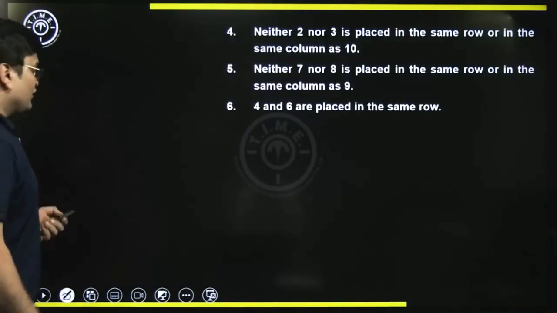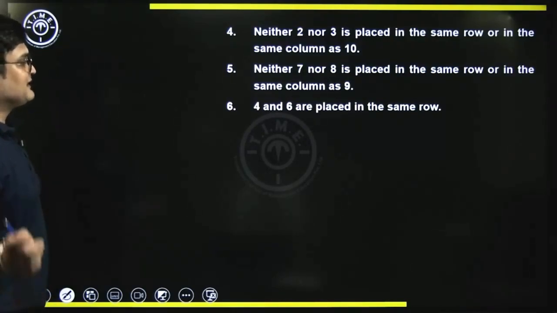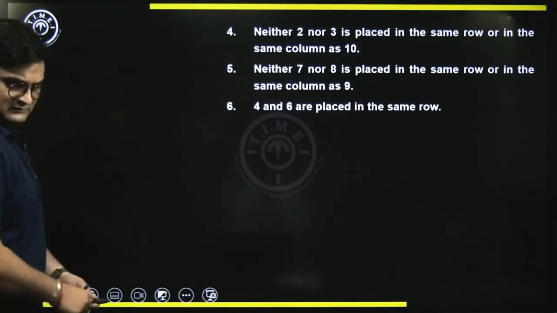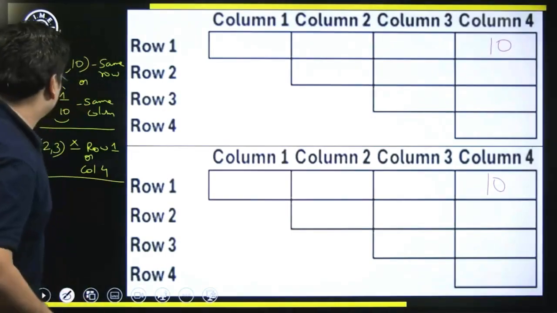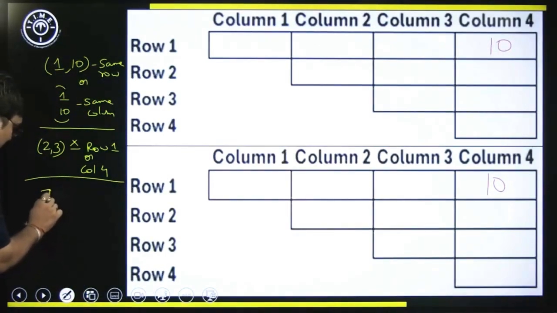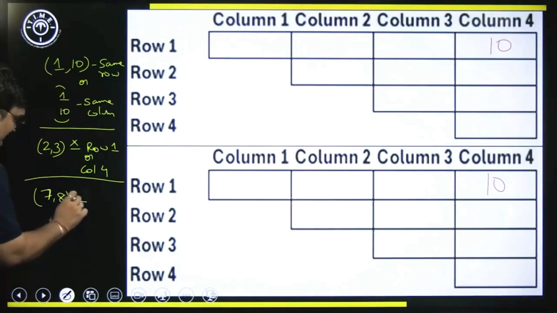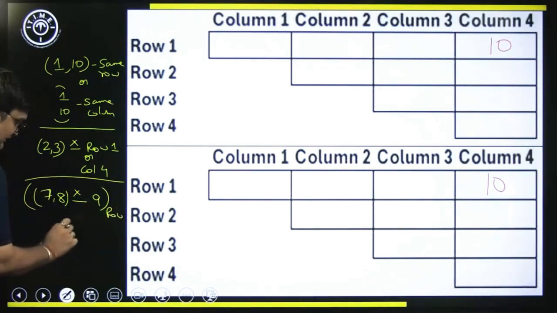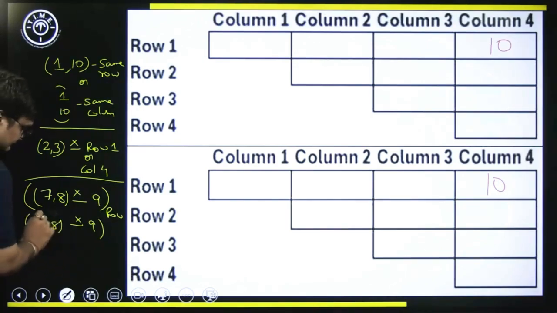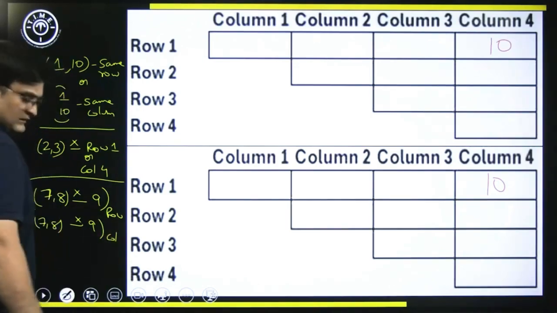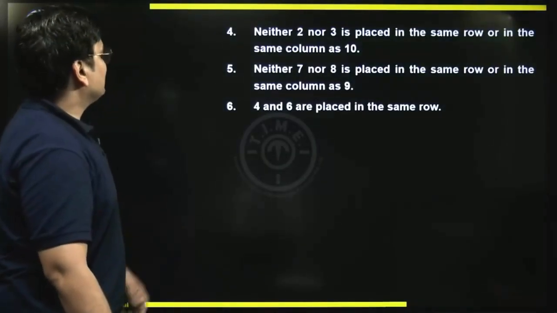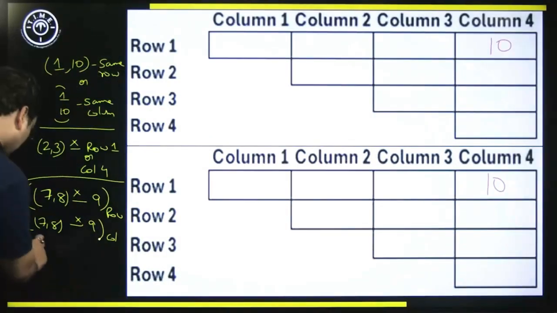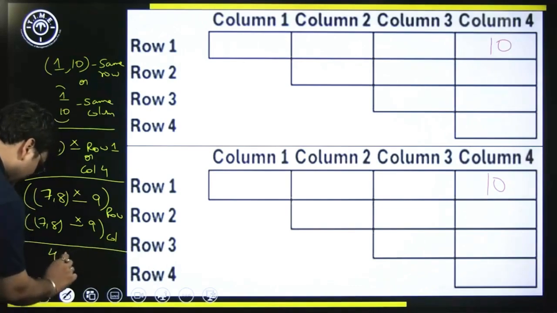Next, neither 7 nor 8 is placed in the same row or in the same column as 9. So that means 7 or 8 cannot be in the same row as 9, nor in the same column as 9. Okay, and the last point is 4 and 6 are in the same row. So 4 comma 6 should be in the same row.